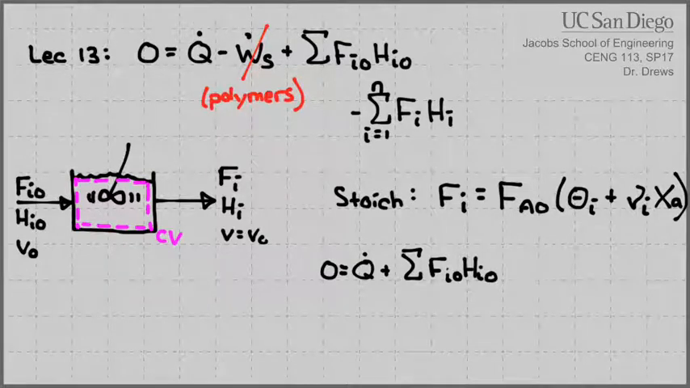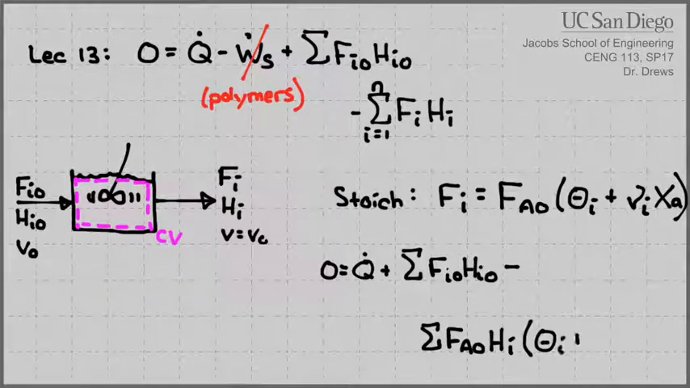But now that term coming out looks a little bit nastier. I'm going to move it down a little bit. So now we have sum of FA naught, enthalpy of each species I, and then those annoying theta terms. They're not annoying, they're our friends, and XA. So all we do is put stoichiometry into our energy balance, we end up with something like that.